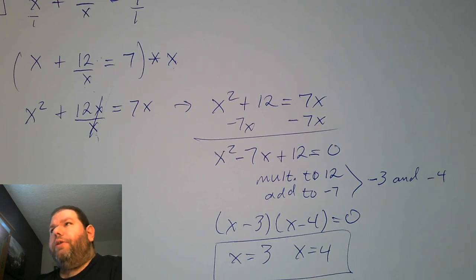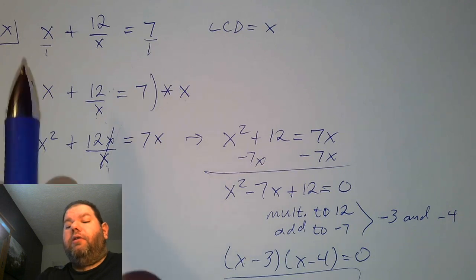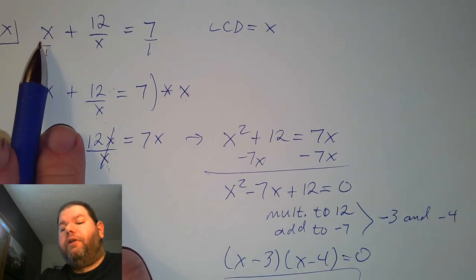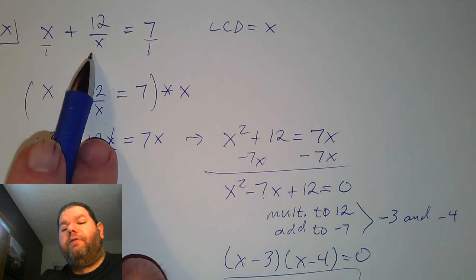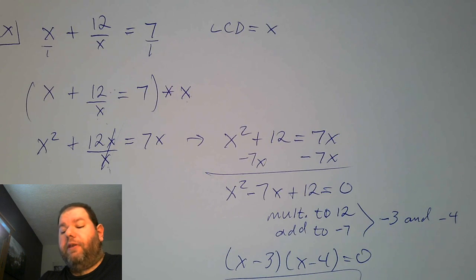Now, with rational equations specifically, there is a remote possibility that one of our answers is actually invalid. But the way that we can confirm whether or not they're valid answers is by plugging them back into the original equation. So if we plug in 3, we get 3 plus 12 divided by 3, which is 4. 3 plus 4 equals 7. So that checks out. That's a true statement, and that's really all we're looking for.